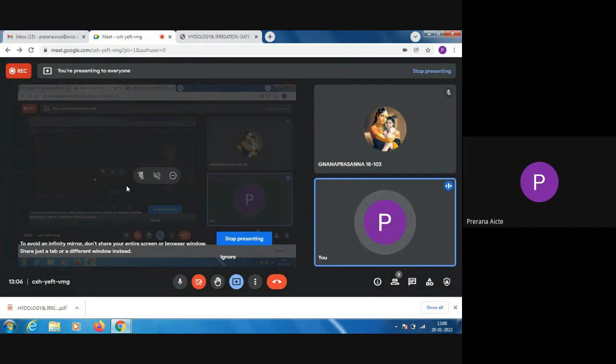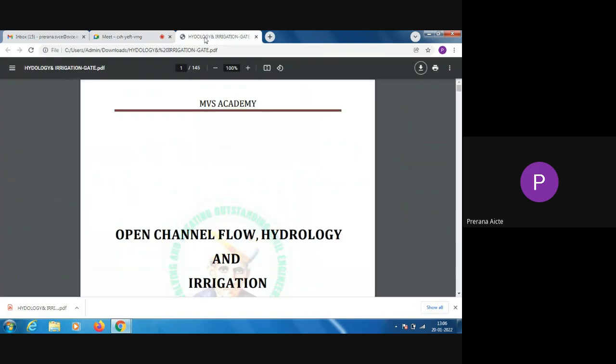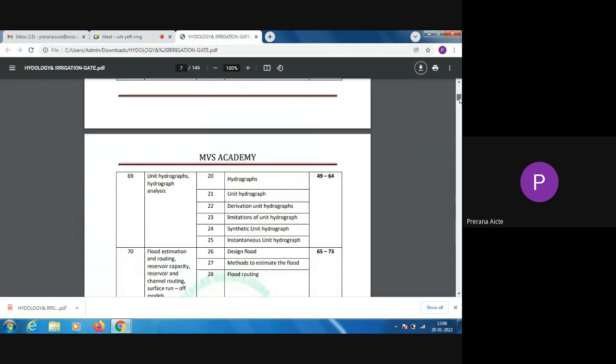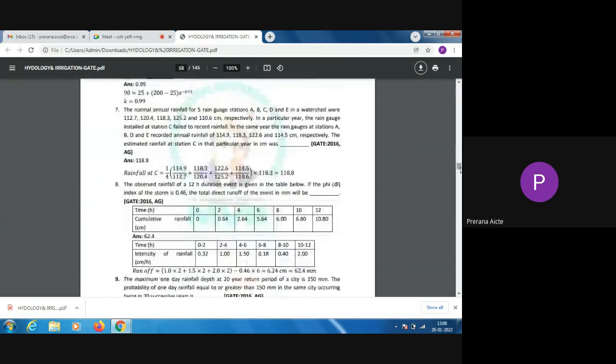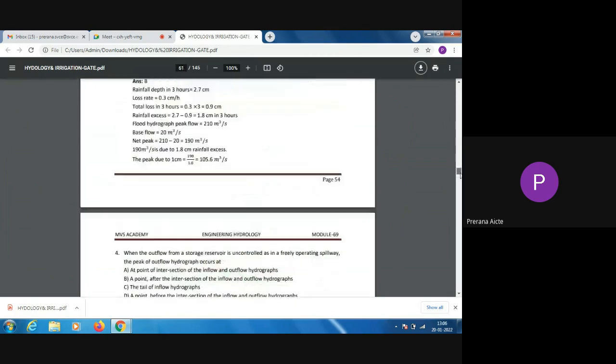Okay, then we'll discuss the main points. Yesterday we somewhat covered the syllabus. Now, straight away we'll discuss the unit hydrograph.